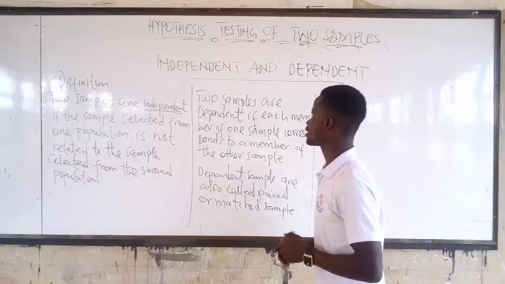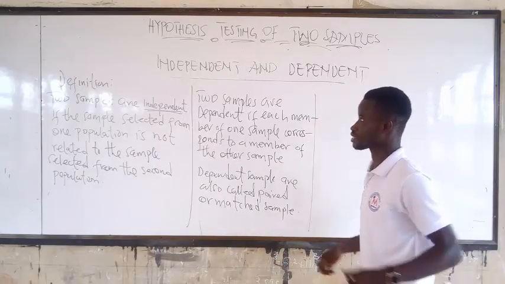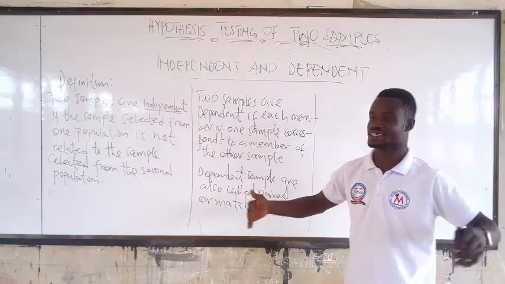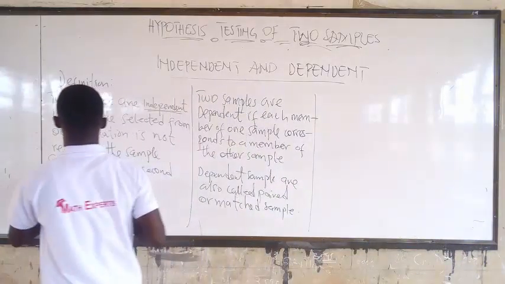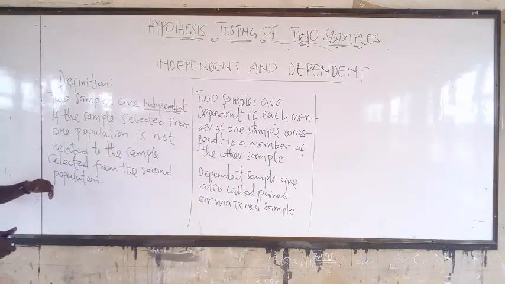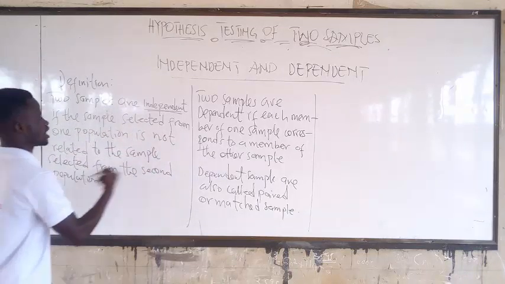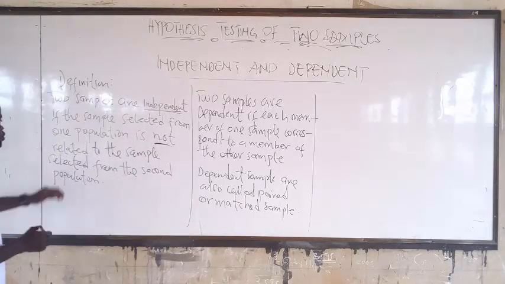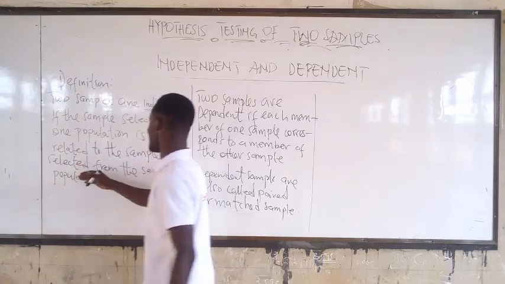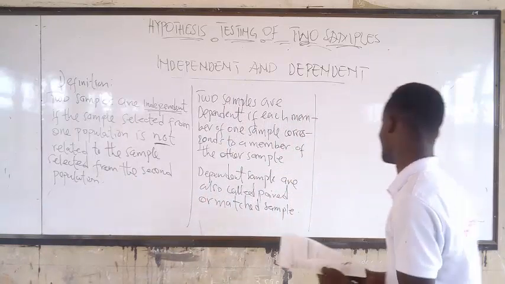Alright, so all that we are saying here is being able to identify the independent and the dependent, because all that we are going to do under these two samples is dependent and independent. Now when we talk of the independent sample, what does it mean? Two samples are independent if the sample selected from one population is not related to the sample selected from the second population.